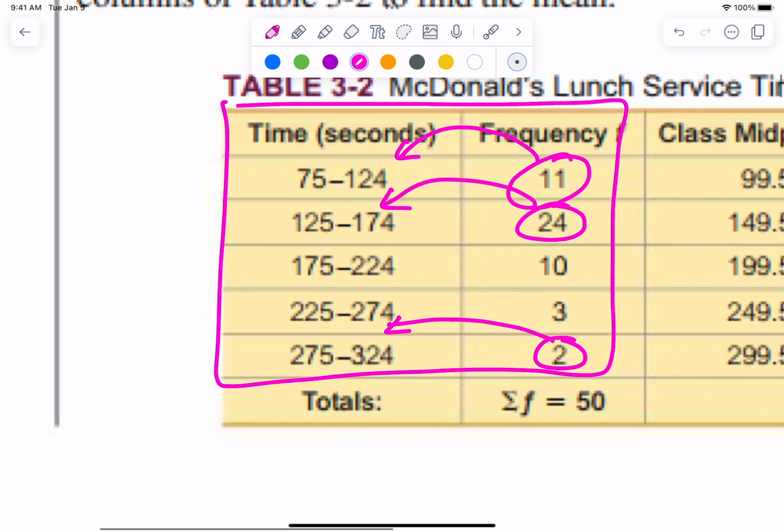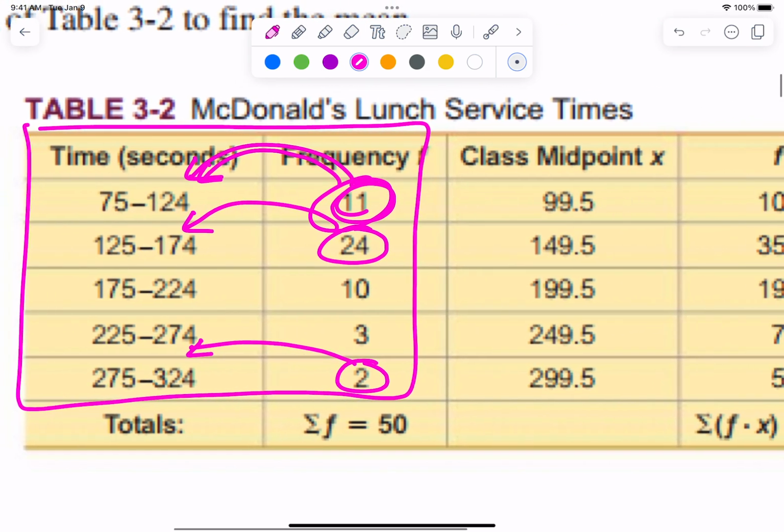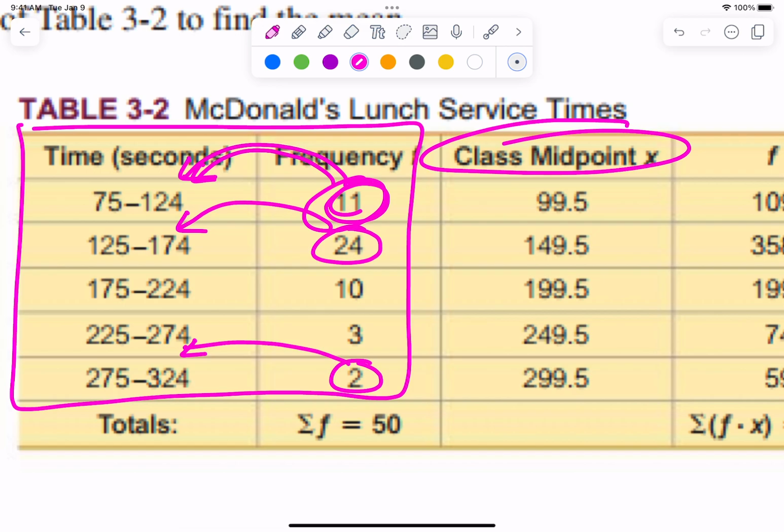The problem with the frequency table is that I know there's 11 numbers in here, but I don't know what those exact numbers are. If I knew the exact numbers, I could just do that all together, right? But how do I find the average if I don't have those exact numbers? Would you use the middle? Class midpoint, right? That's the next thing they did.